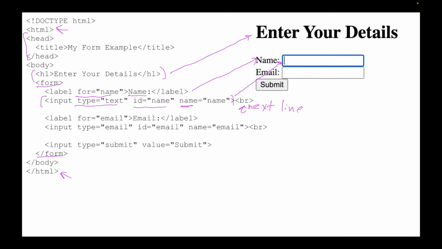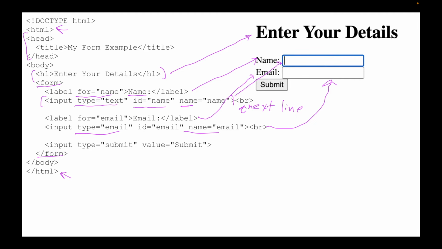Now, next we have a label for email, which is going to be our email input. So this particular line of code corresponds to this. And then we're going to have another input, another form area, which is this. And its type equals email. So basically what's going to happen is if you type in something without an @ symbol, or it doesn't follow the format of an email, then you're going to get an error message and you're not going to be able to submit the form.